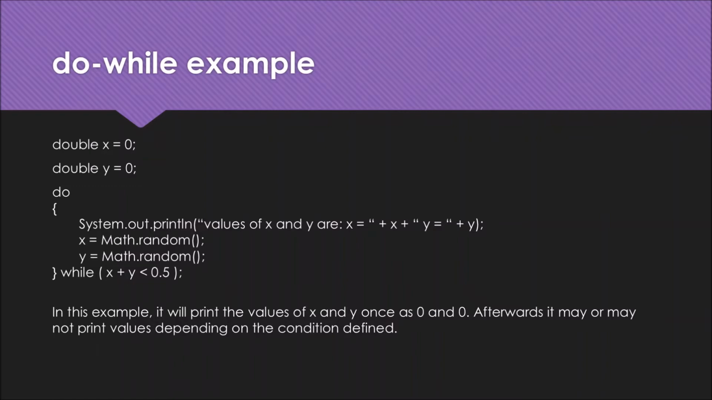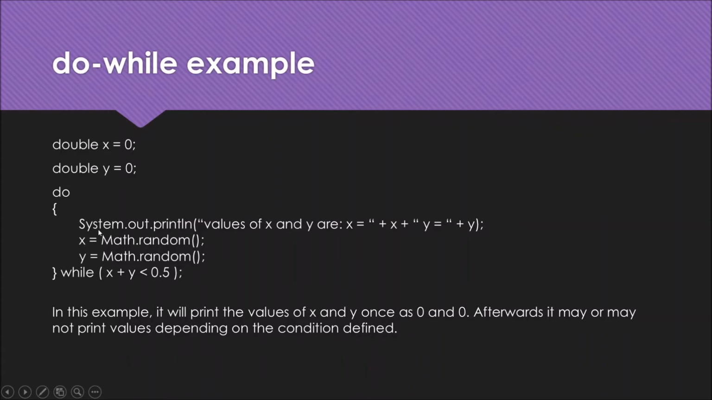I wanted to tell you about this do while example. It doesn't really mean much, but it's just there to exhibit how the do while loop works. So how this example works is that we first have two variables x and y. They are both initialized to 0. Suppose this condition in the while statement is false. Even then, it's going to print the value of x and y over here, and then it's going to get new values of x and y.